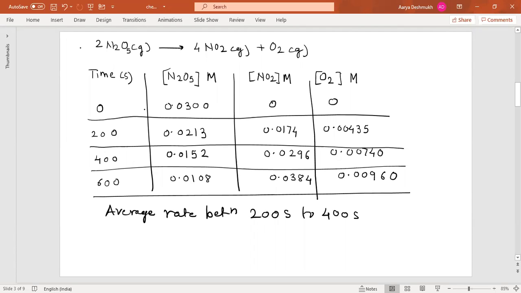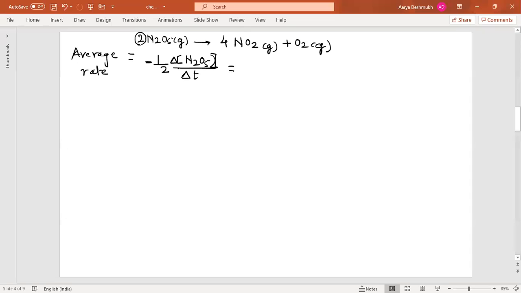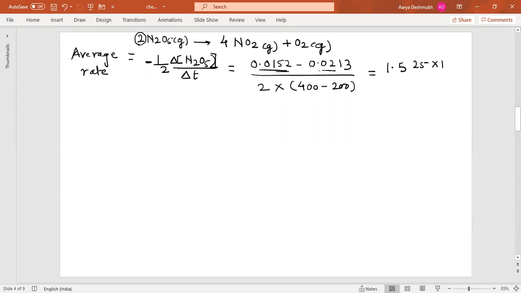So what can be written here? These values I am getting from referring to the table itself: 0.0213 is the concentration at 200 seconds, and 0.0152 is at 400 seconds. It should be divided by 2 into delta T. Delta T means the difference between the times, that is 400 second minus 200 second. Okay, so if you solve this whole thing, I did this already, so I'll directly write 1.525 into 10 raised to minus 5.